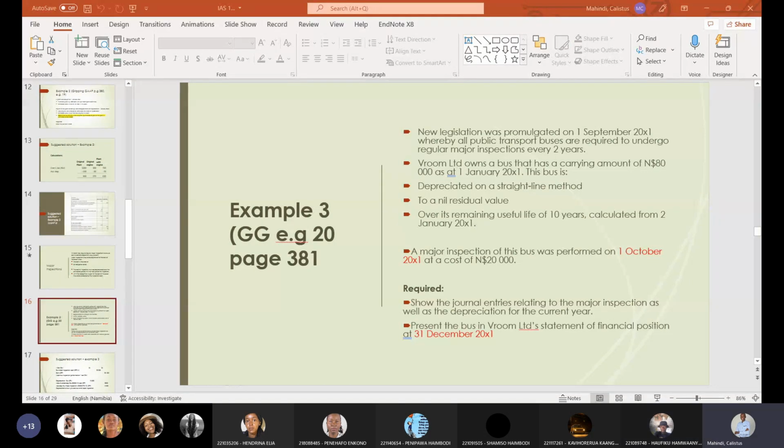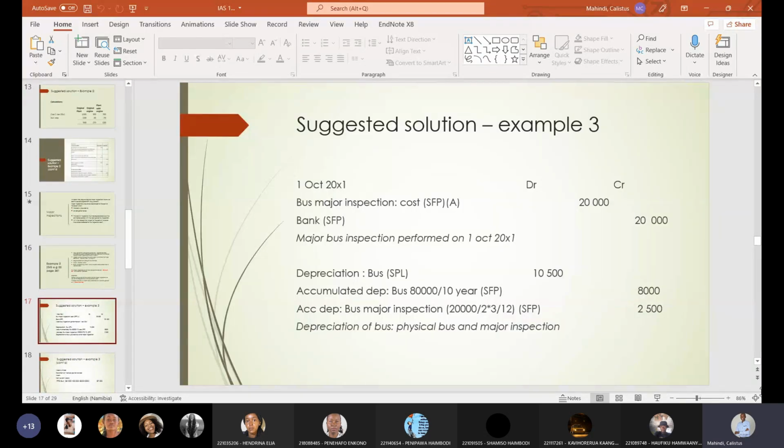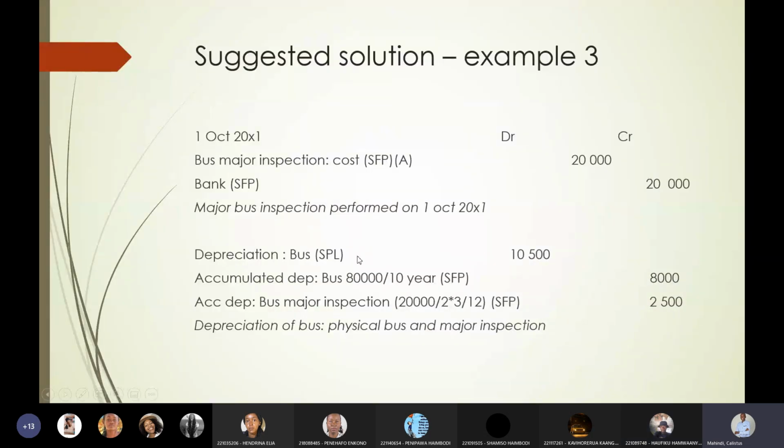I'm just going to the journal entries now. You see the accumulated depreciation on the bus. We were told that the bus had a carrying amount of 80,000 on 2nd January 20X1. So you take that 80,000 and divide it by the number of years, 10, to obtain an amount of 8,000. That's the depreciation on the bus for that year.